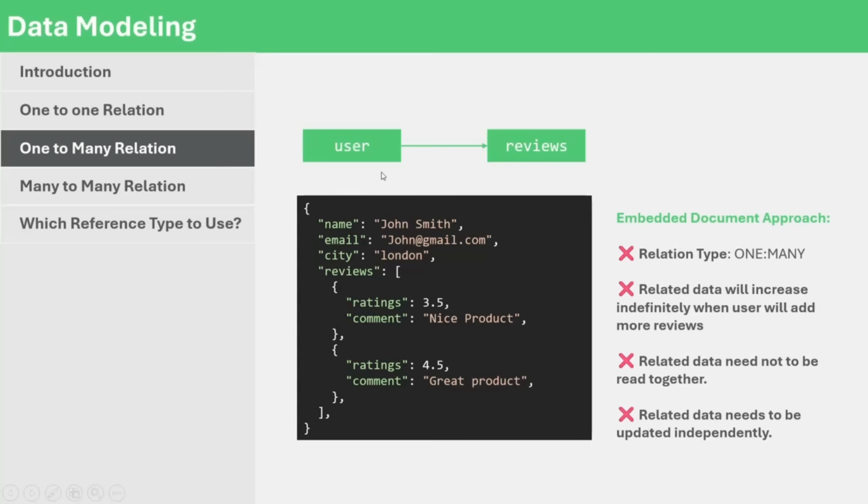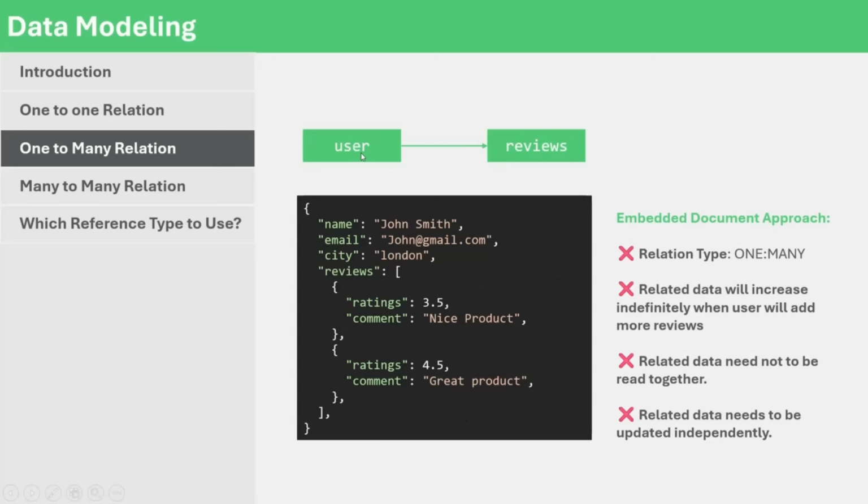So in case of embedded document approach, what we will do is, along with the other user details, we are going to create a field called reviews, which will store an array. And in that array, we will store all the related review documents. So this is how embedded document approach works.